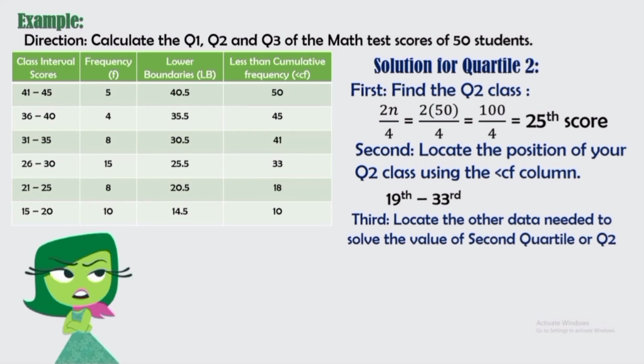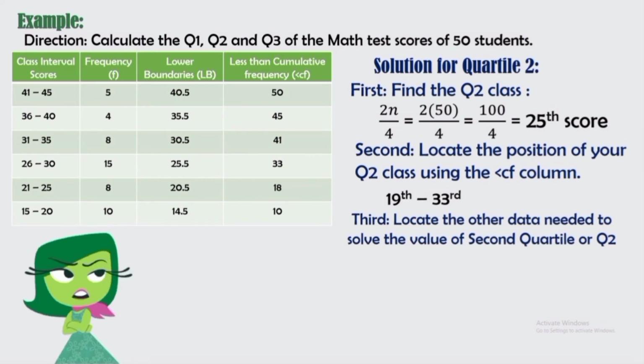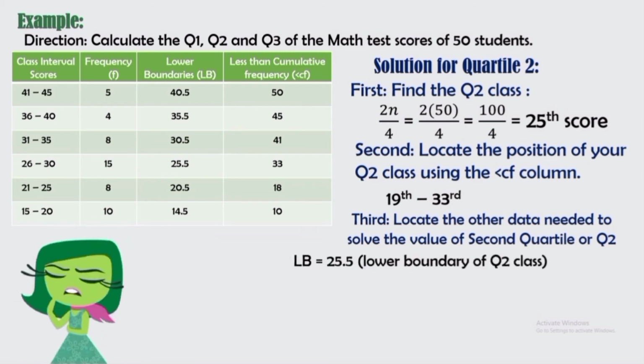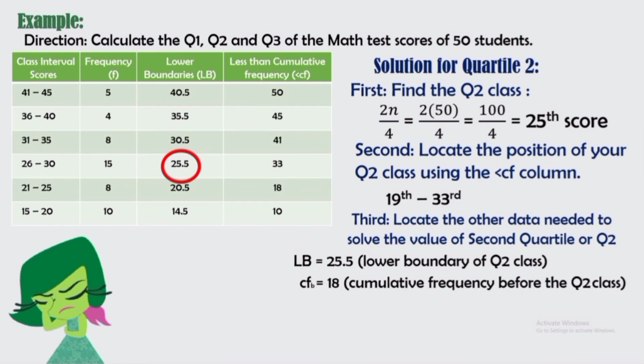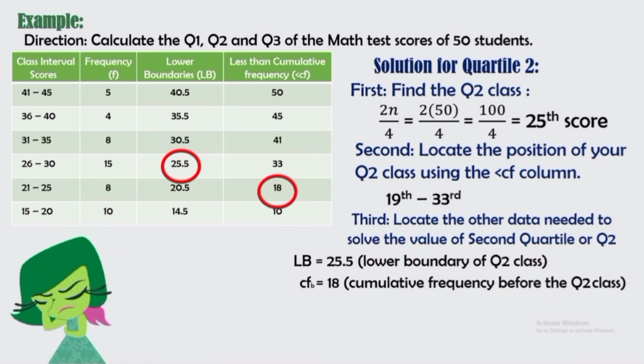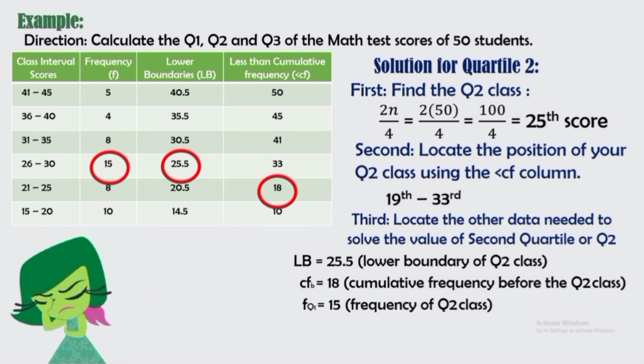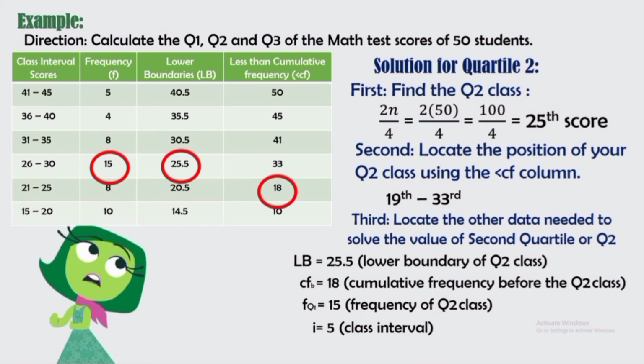Third, locate the other data needed to solve for the value of the second quartile. Lower boundary is 25.5. Cumulative frequency is 18. Our frequency is 15. And our class interval is 5.